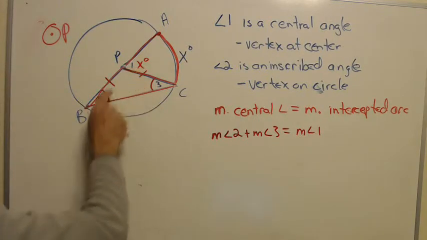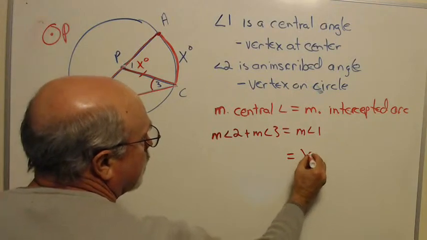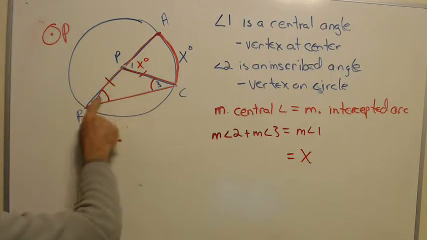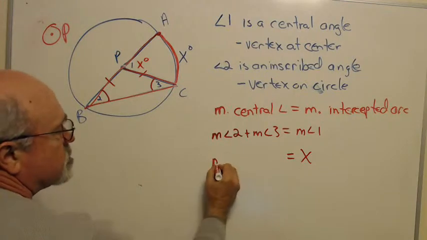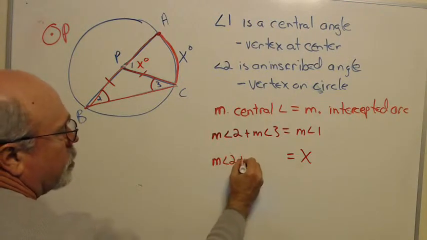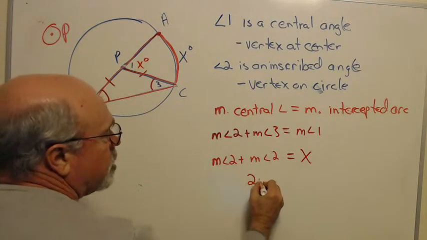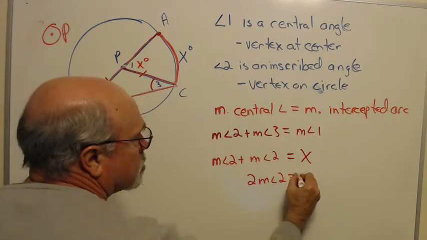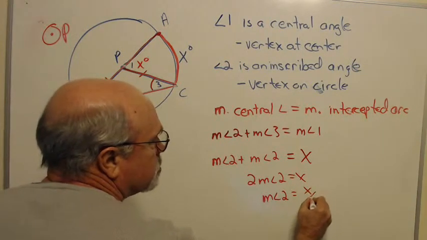Well, the measure of angle 1 is x. And so I can put an x over there, and we know angle 2 and angle 3 are the same. So I can replace angle 3 with angle 2. That's a substitution if you think back to what we did first semester. That means 2 times the measure of angle 2 is x, or the measure of angle 2 is x divided by 2.